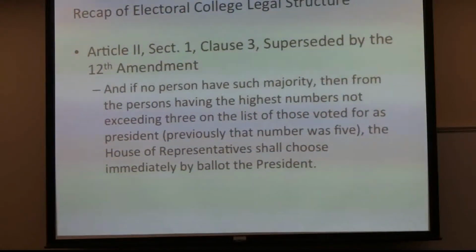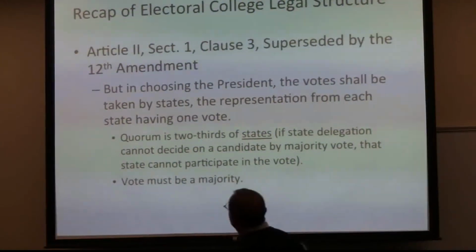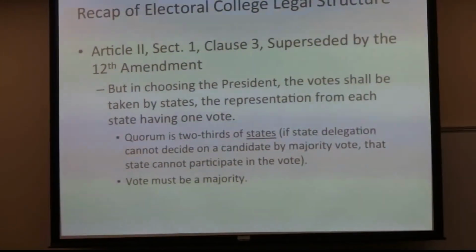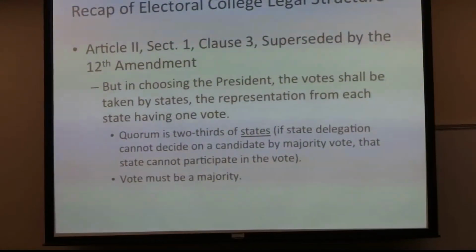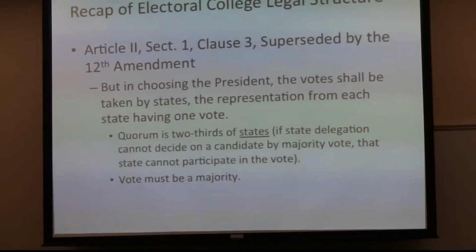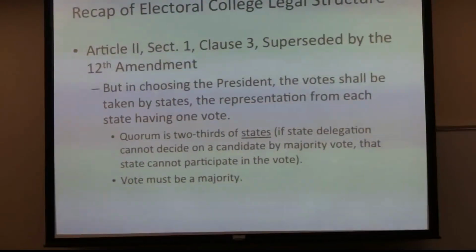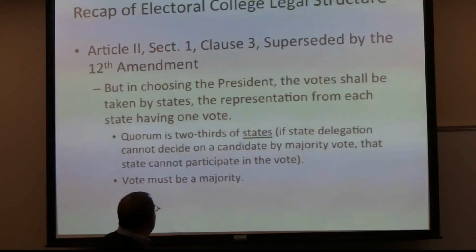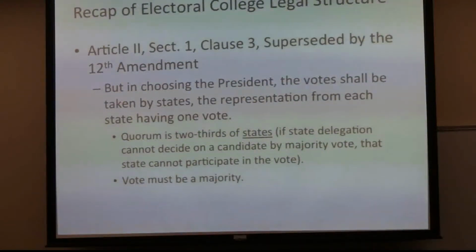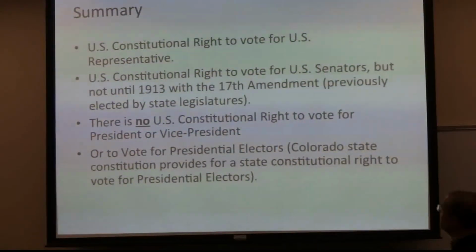So we've got this process in place in case no one gets a majority of the electoral votes. But in choosing the president, the vote shall be taken by states, representation from each state having 1 vote. So if we go to this House process that they've established, each state does not get the number of votes based on their congressional delegation. Each state only gets 1 vote. Quorum is 2/3 of the states. If a state delegation cannot decide on a candidate, that state cannot participate in that vote. And again, this is only when there's not somebody with a majority.